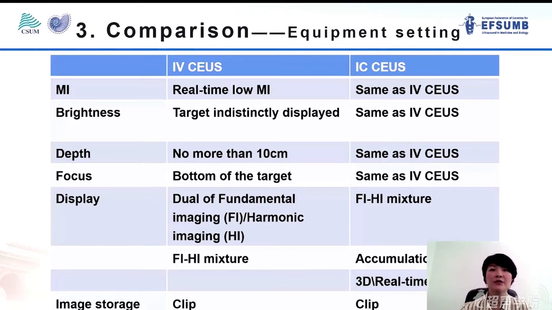During the examination, the equipment settings are mostly the same between intravenous and intracavity CEUS, including MI, brightness, depth, focus, and image storage requirements. The difference between these two methods mainly lies in the display mode based on the different purpose. FI and HI dual and mixture modes were employed in intravenous CEUS, while FI and HI mixture, accumulation mixture, and 3D modes were employed in intracavity CEUS.